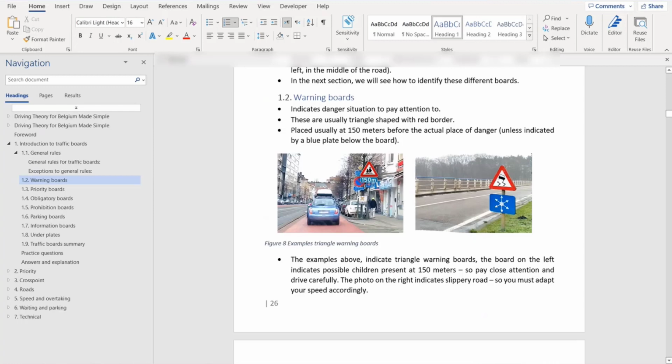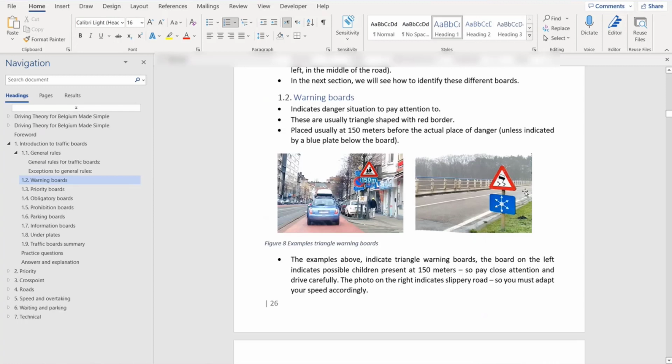And like in the left photo, as you can see, there are children present on the road. That's what it indicates. But it also has a blue plate that says it's at 150 meters. So let's say the blue plate was not there, which would mean that 150 meters from here, there are children on the road. So pay attention to that.